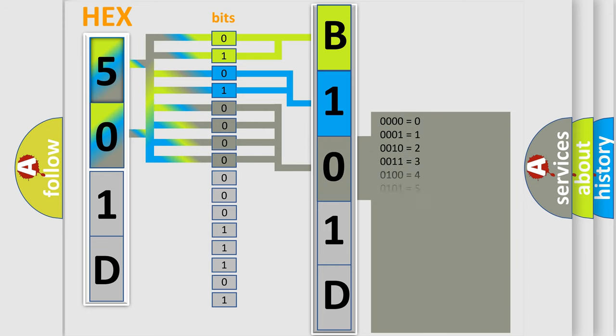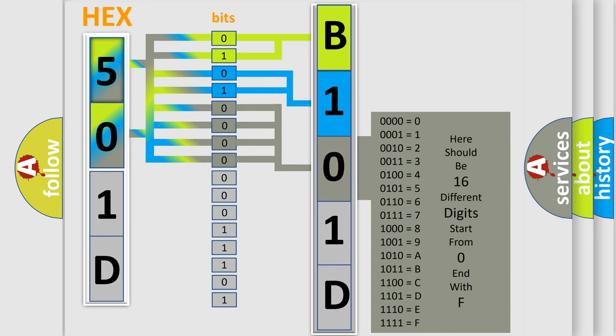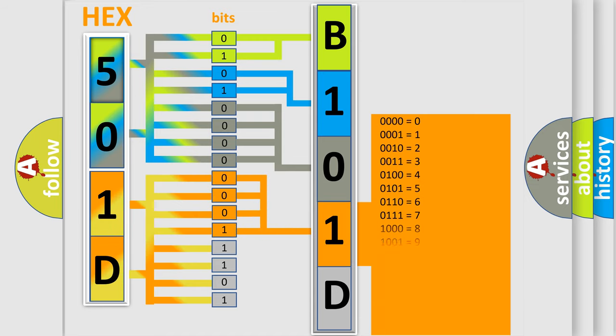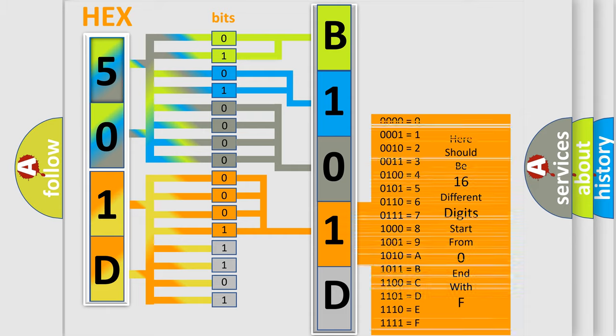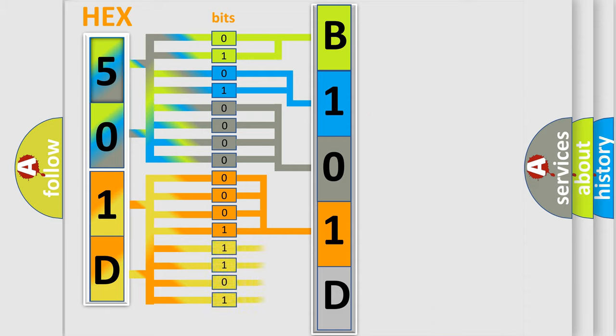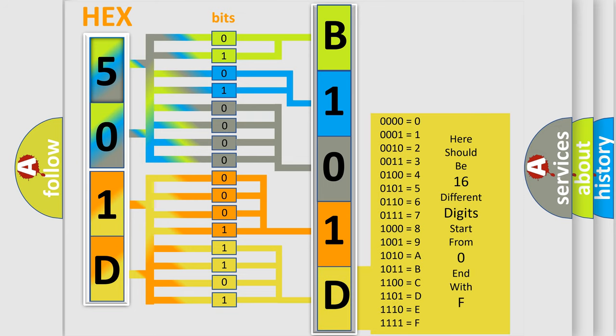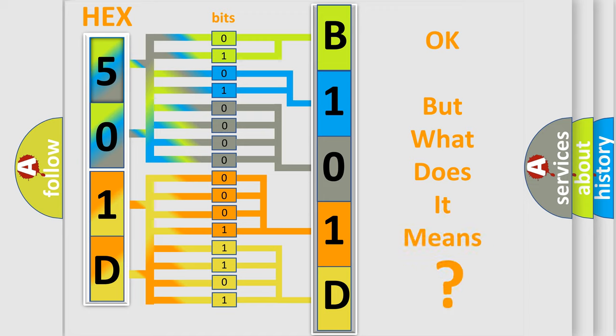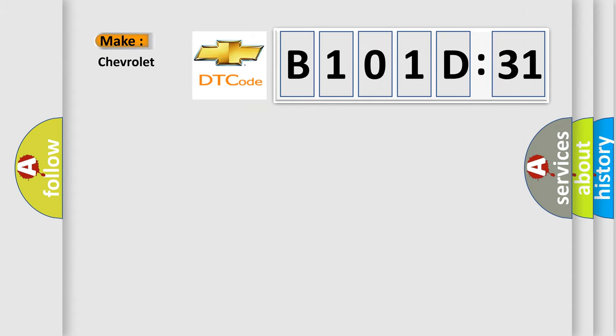The second byte is composed of a combination of 8 bits. The first 4 bits determine the fourth character of the code, and the combination of the last 4 bits defines the fifth character. A single byte conceals 256 possible combinations. We now know in what way the diagnostic tool translates the received information into a more comprehensible format. The number itself does not make sense to us if we cannot assign information to what it actually expresses. So, what does the diagnostic trouble code B101D-31 specifically interpret for Chevrolet?